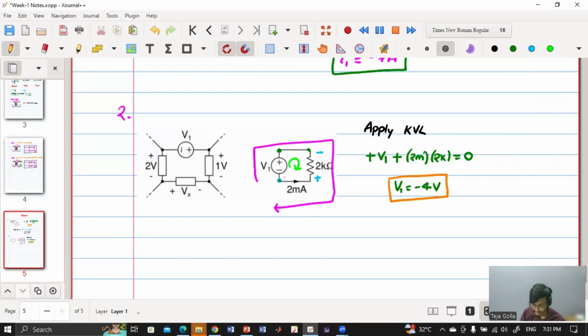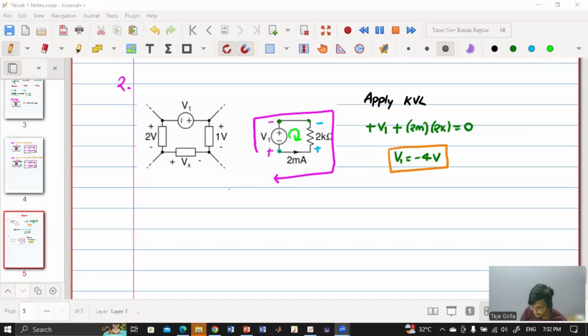Basically, what it says is V1's polarity is plus here and minus here. But that is okay. We can consider whatever polarity they have given and we'll consider the minus 4 instead of 4. So is that part clear? Whoever has asked this query. Yes, sir. Okay, clear.